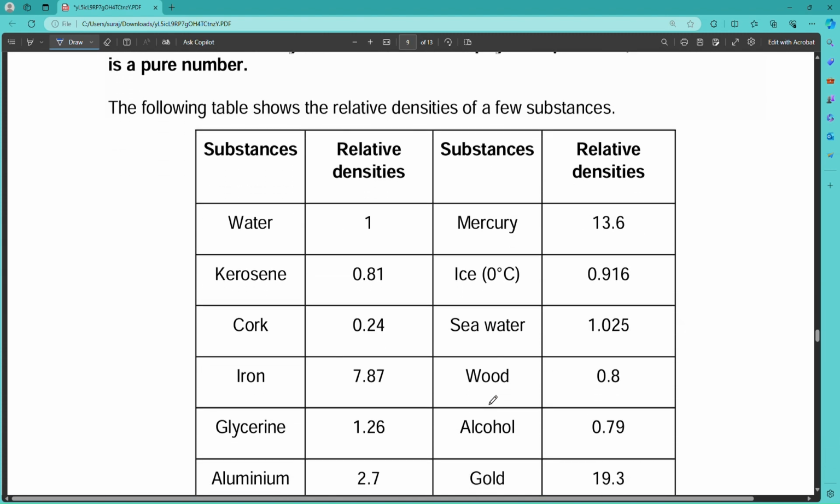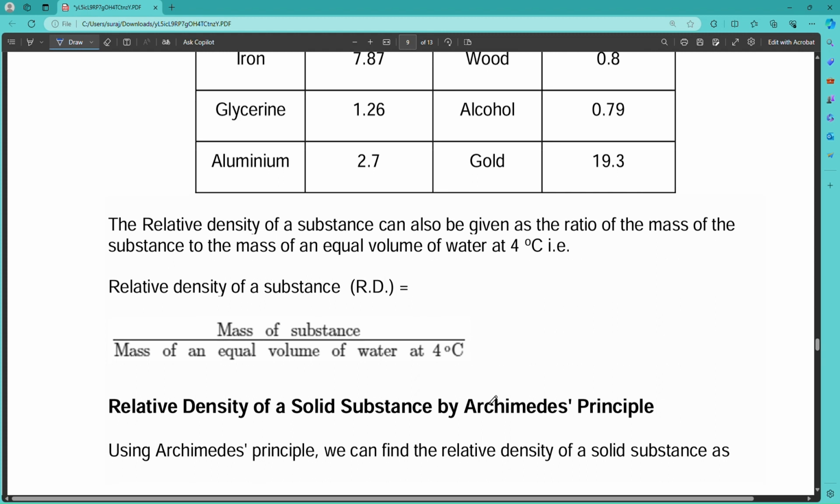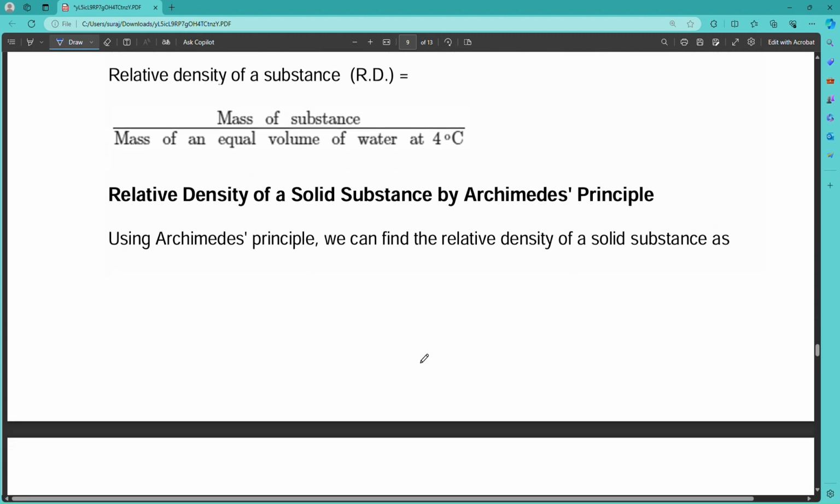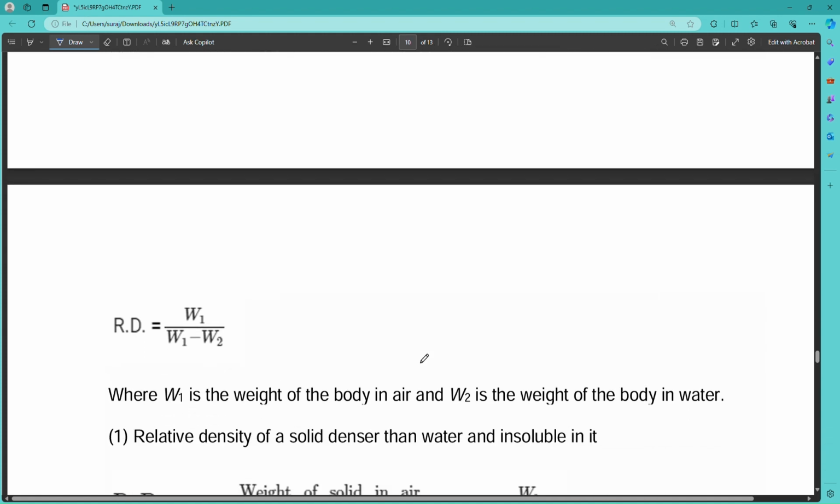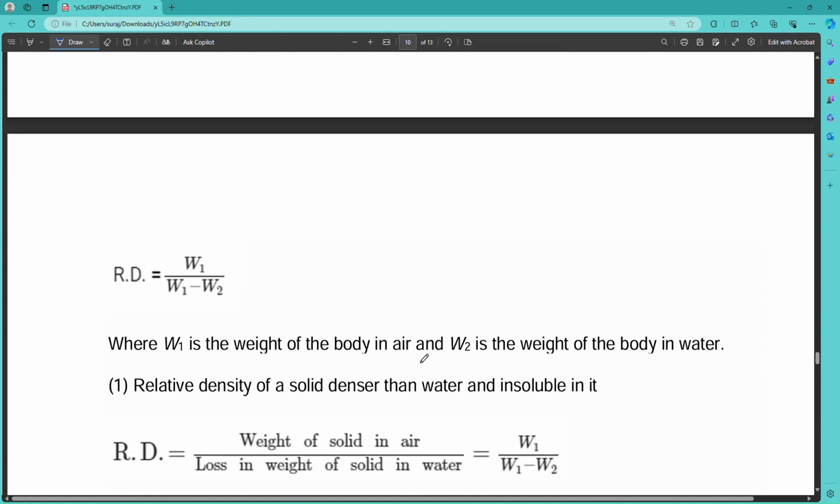We have given some values of relative density: the relative density of water is 1, kerosene is 0.81. By remembering this you can also calculate the relative density or density of a substance. The relative density of a substance is generally given by the formula mass of substance by mass of an equal volume of water at 4 degree Celsius. In Archimedes principle, the relative density is given by W1 by W1 minus W2. Here W2 is the weight of the object inside the water and W1 is the weight of the object in air.